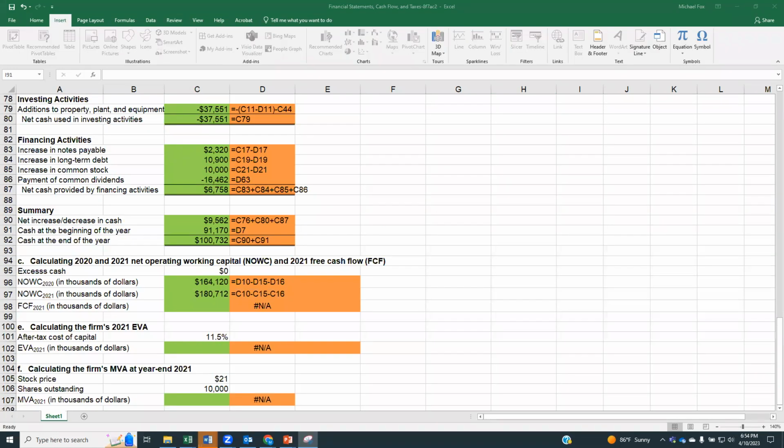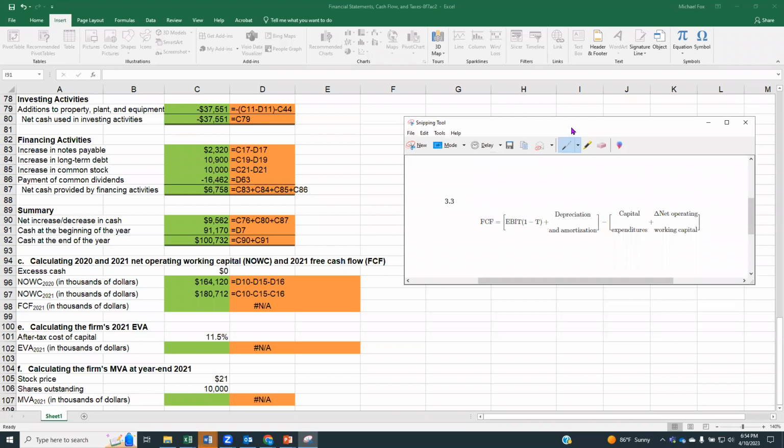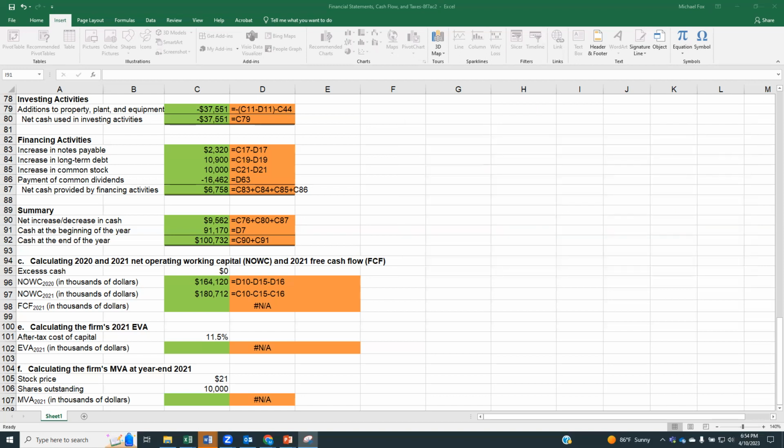So I pulled this out of the book, what I'm just putting up on the screen here, which is the formula for free cash flow. You can see it's kind of complicated. It's the EBIT, which is the earnings before interest and taxes, times 1 minus the tax rate, plus our depreciation and amortization, minus our capital expenditures, which is that money that we paid out to invest in property, plant, and equipment. Plus the change in net operating working capital, which is what we just figured out here. So it's pretty complicated, but I'll go ahead and show you how to do it. And again, that's in the book if you need it.